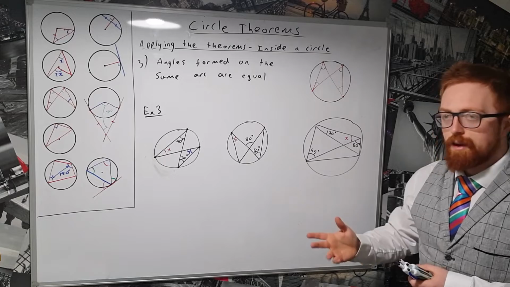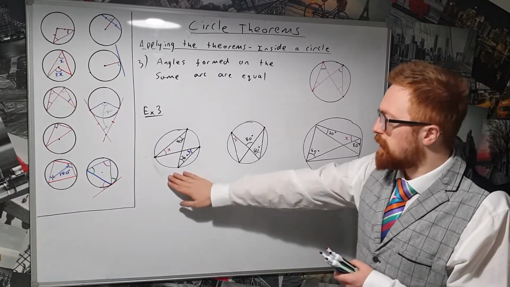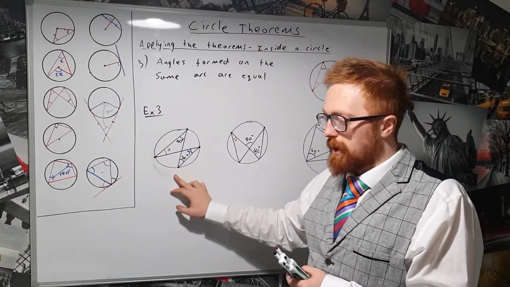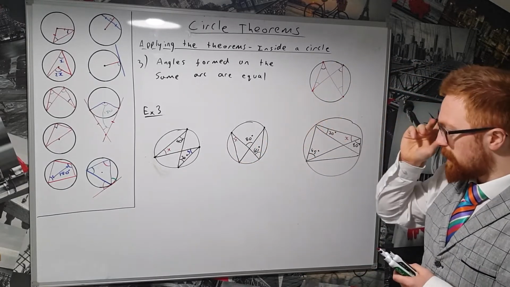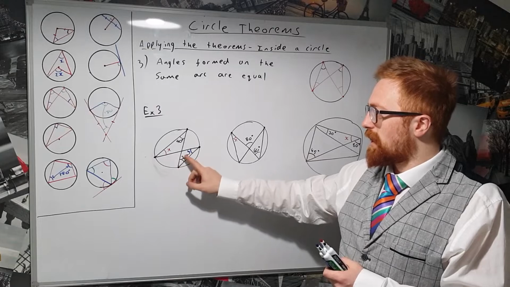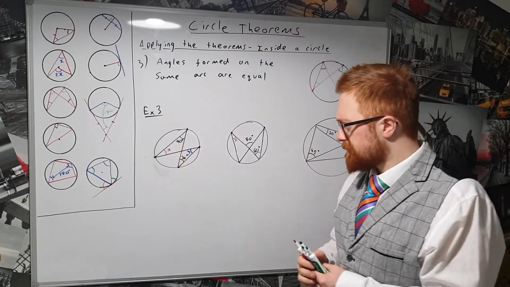Okay, so again, let's have a look at how we apply these. So I've got this example here. So this is a direct application of the circle theorem, but again, we need to be a little bit careful in exactly which angles are equal to each other.